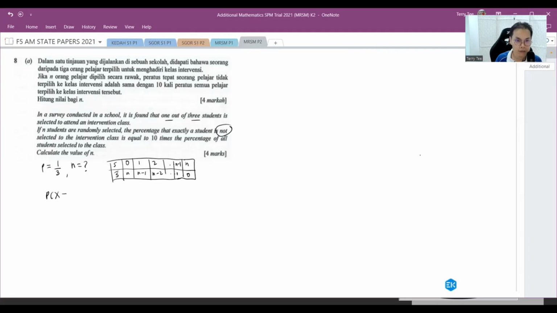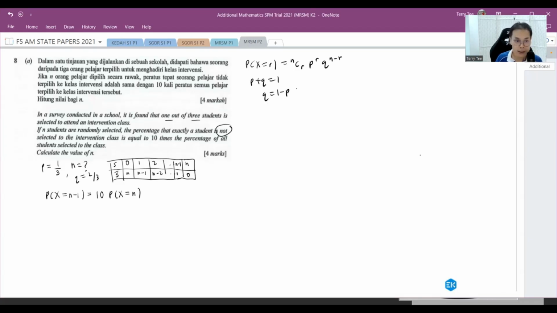So if you say one student not selected, that means N minus 1 students selected. This is 10 times, right? The percentage of all students selected. All students selected means X equals N. Okay, so remember the formula for binomial: P(X = r) equals nCr, p to the power r, q to the power n minus r. And for the probability of success and failure, p is success, q is failure, so q is always 1 minus p. We know that. So in this case, my q will be 2 over 3.